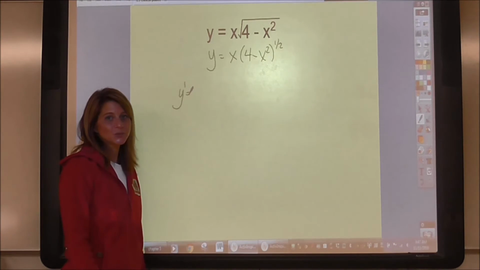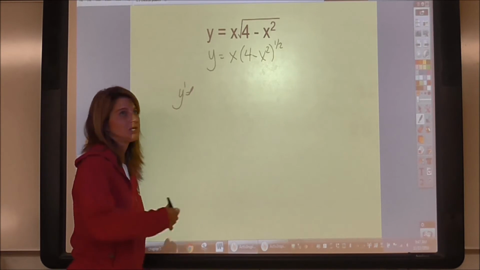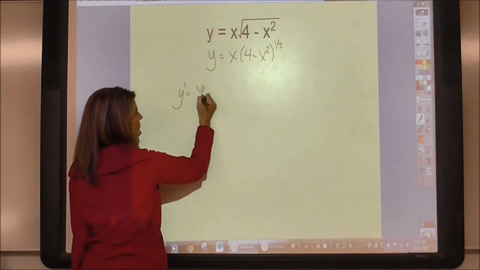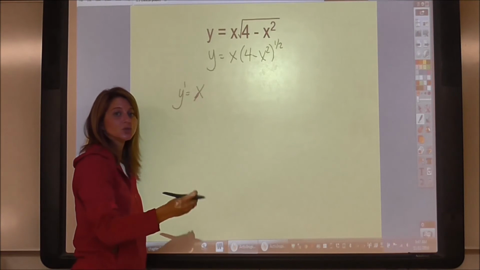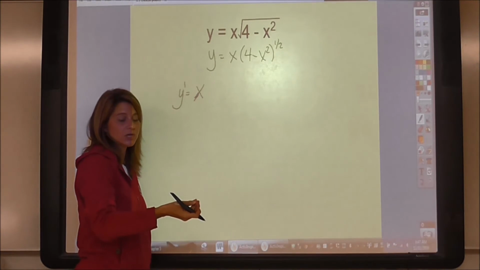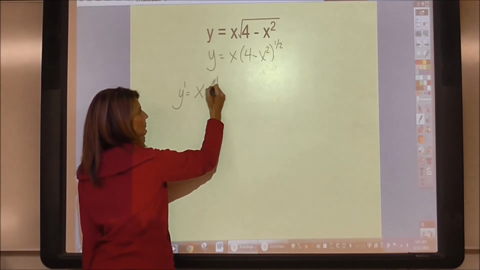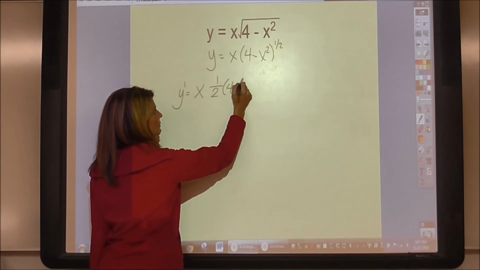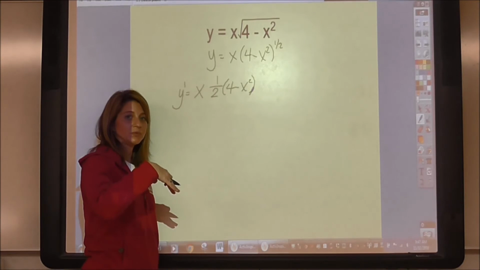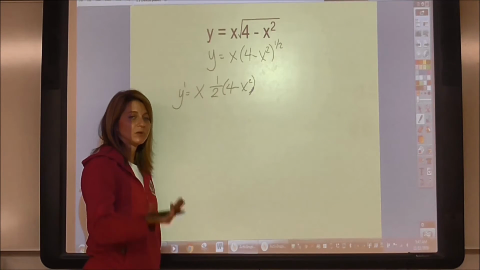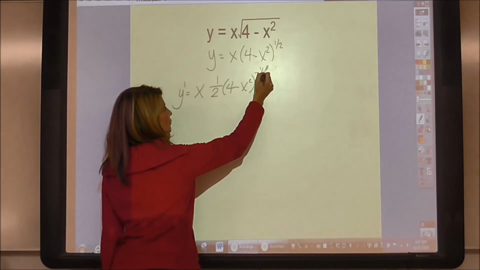We have a product rule, so I've got to do keep it, change it, keep it. Okay, I'm keeping x, and I'm changing this quantity to its derivative. So it's a chain rule. Drop down the half. Keep the 4 minus x squared, and now what does the half drop down to be? It has to drop by 1, so that becomes negative 1/2.